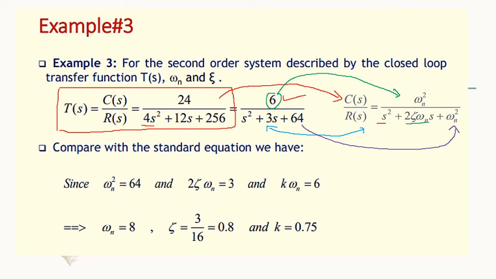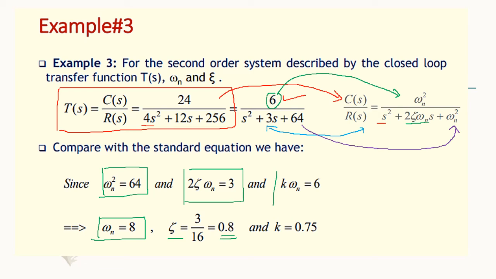Now since the numerator has a different value, when we try to find omega n, I know that omega n square is 64. So omega n value is 8. Now in this case, omega n square is equal to 6 does not mean that omega n is root of 6, which is wrong. So the second is 2 zeta omega n is equal to 3. So what is zeta? Zeta is 0.8.